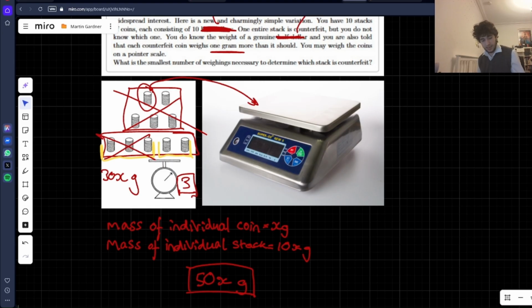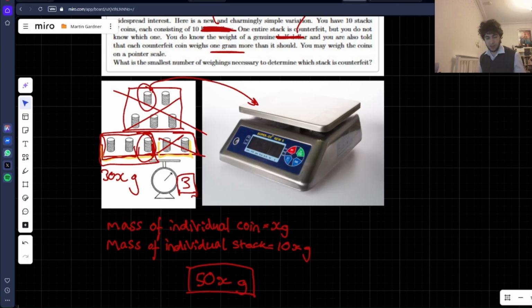However, let's say now that instead, these 3 stacks of 10p coins don't give us 30x grams when placed on the scale. So instead, we have to cross out these 2, okay? And then at this point, we have to further subdivide this stack of 3 into a stack of 2 and a stack of 1. And obviously, I might get lucky here. If I put this stack of 1 onto the scale and it gives me 10x plus 10, I'm done because I know it's fake.